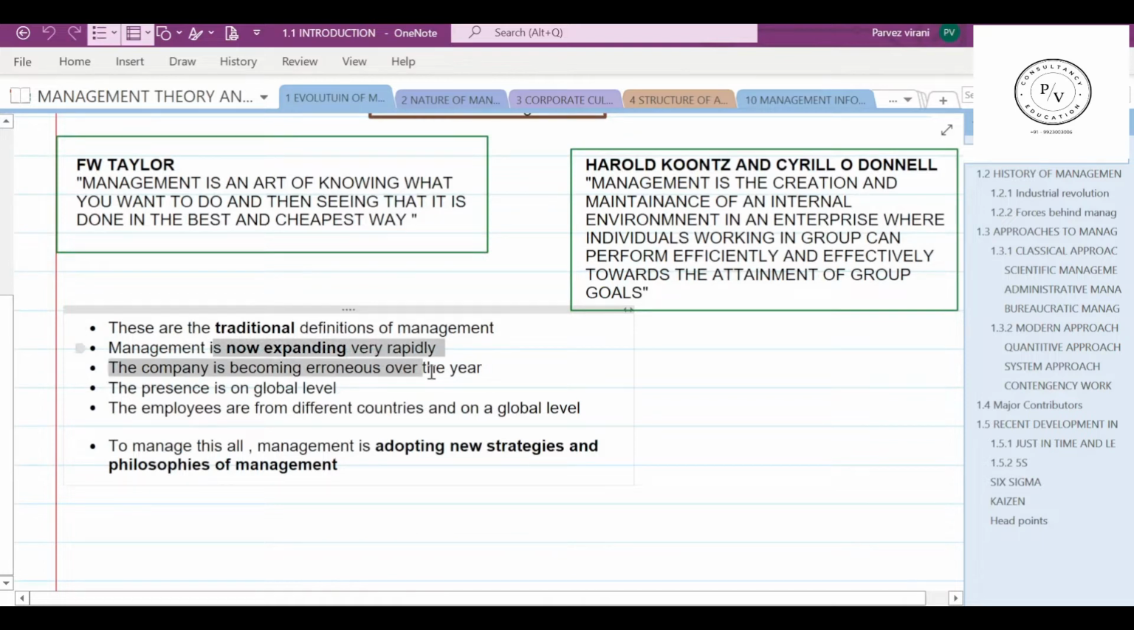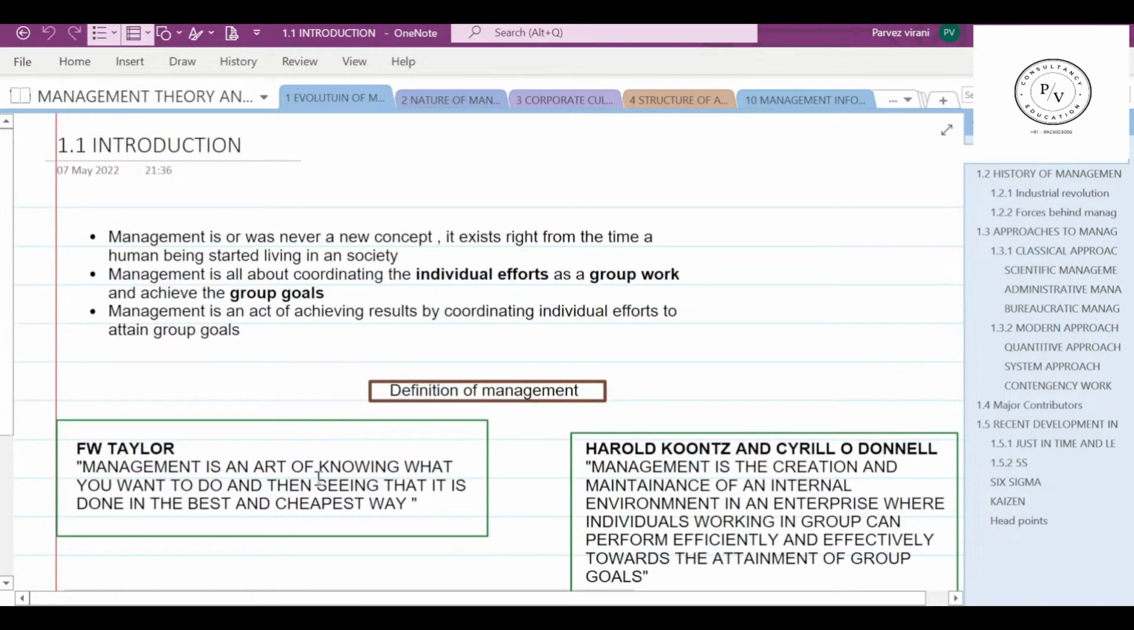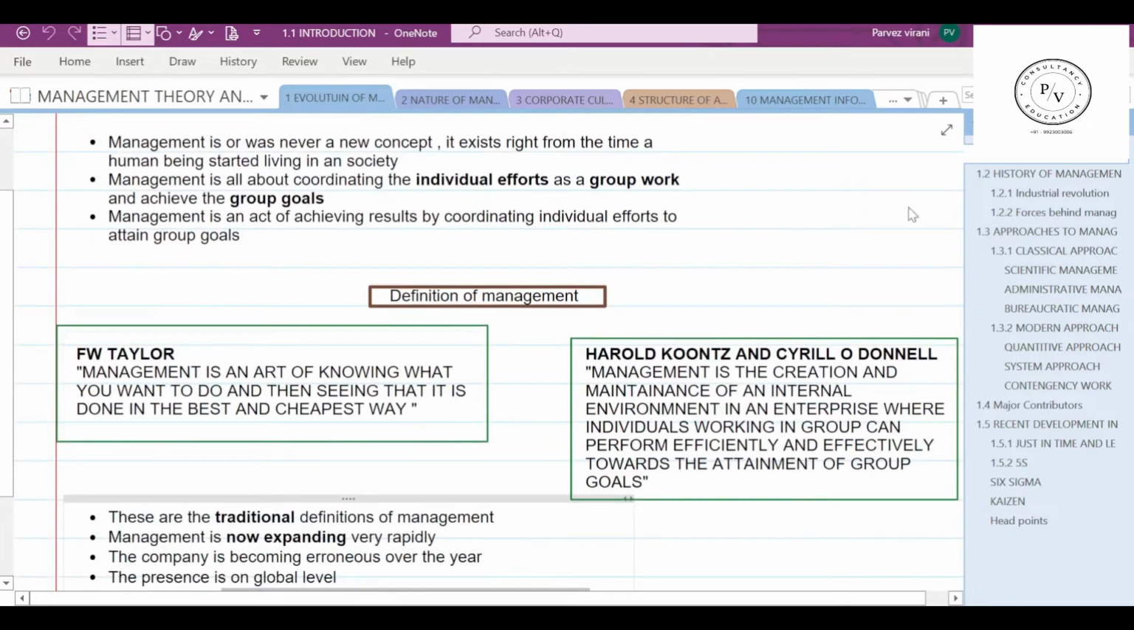Management is now expanding very rapidly. Companies are becoming more autonomous, and year over year it's growing. The presence is now on a global level, and the employees are from different countries. To manage all this, management is adopting new strategies and philosophies of management. So 1.1 Introduction has these important points that we covered.